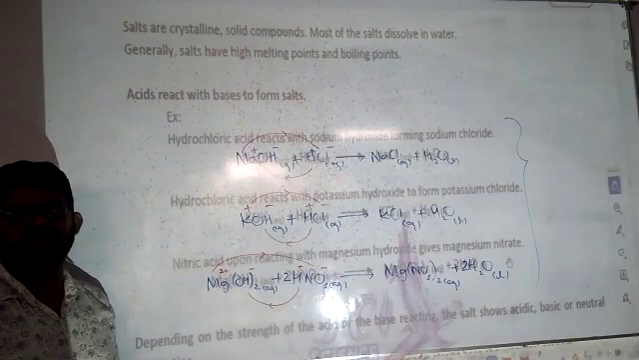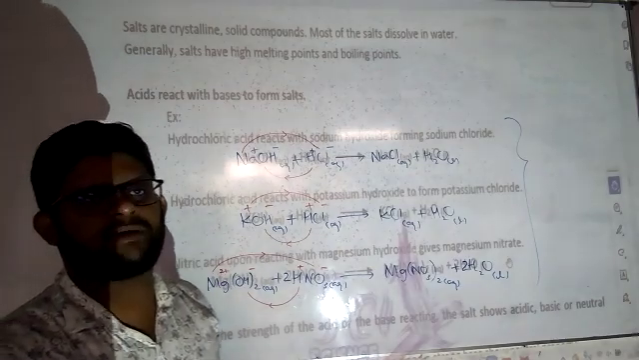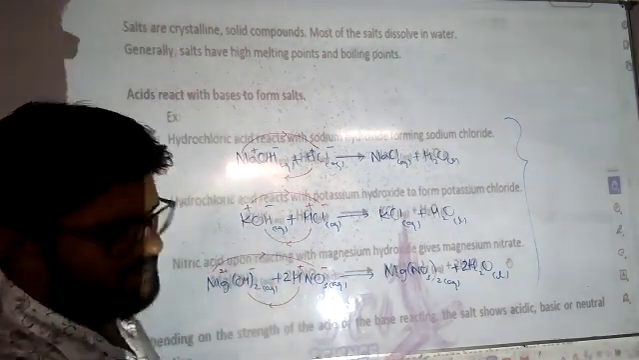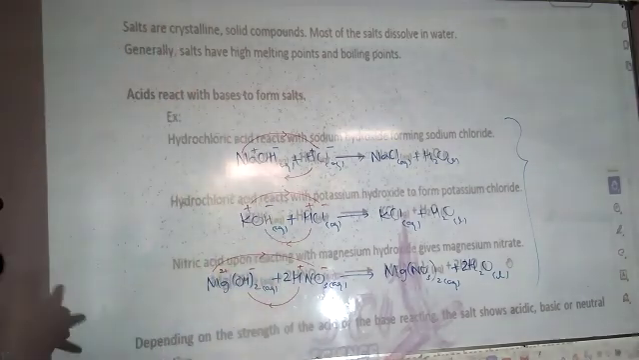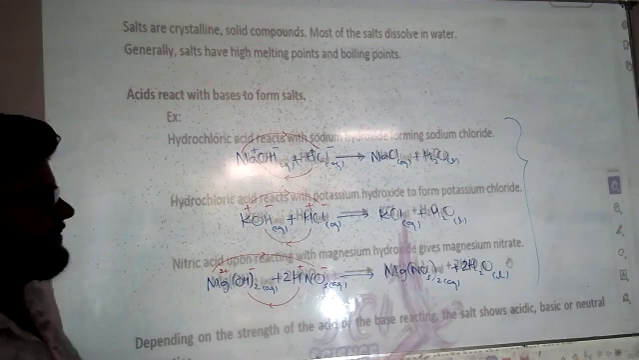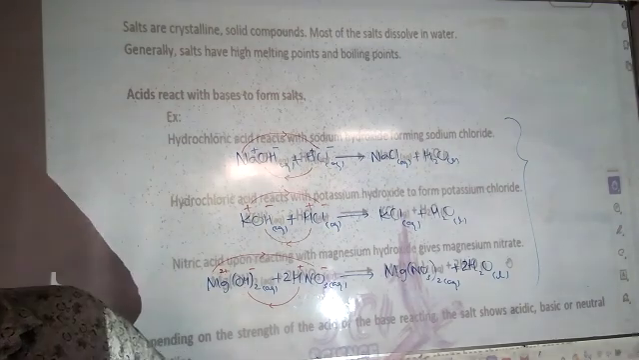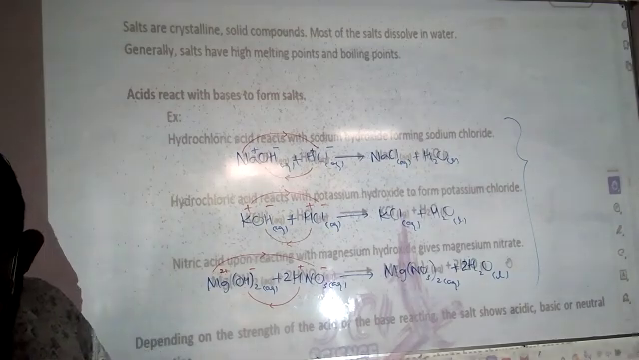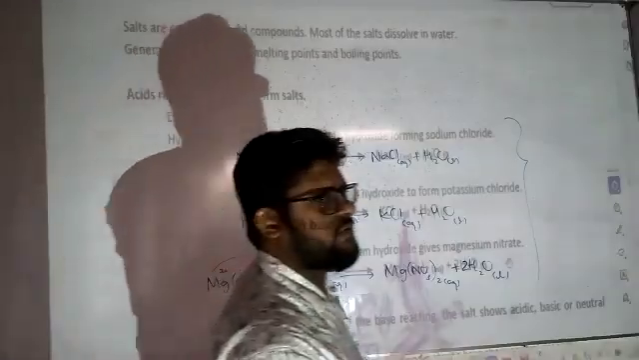A salt is formed, releasing a water molecule. Right?